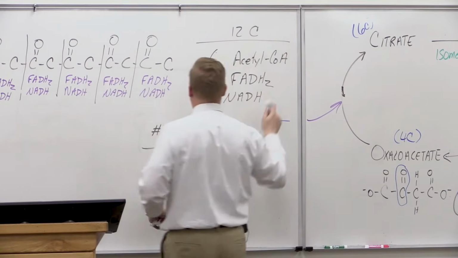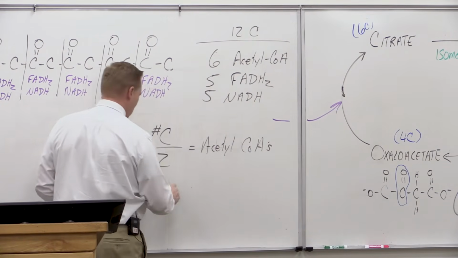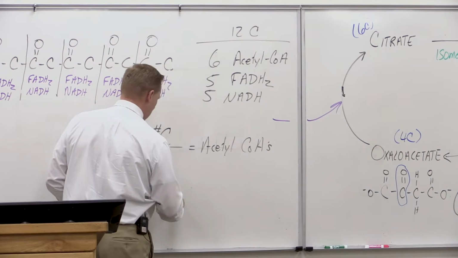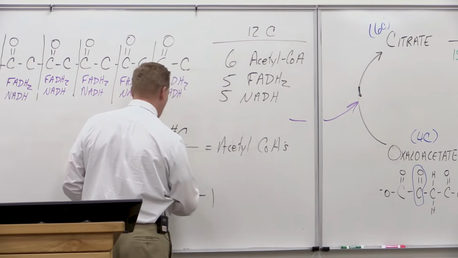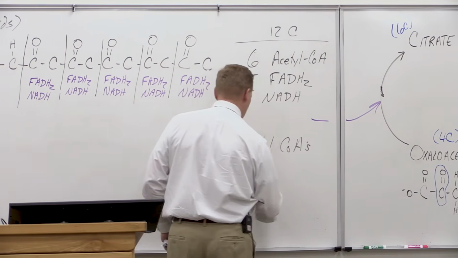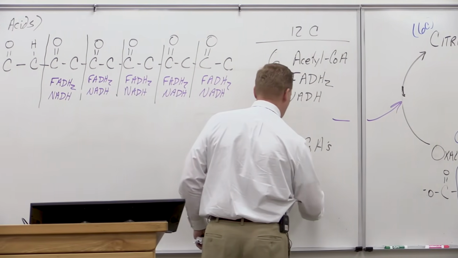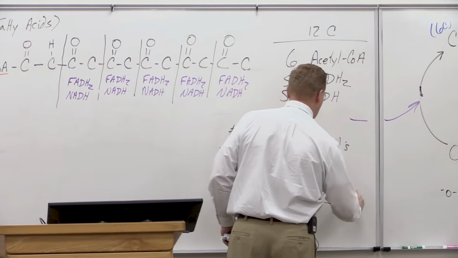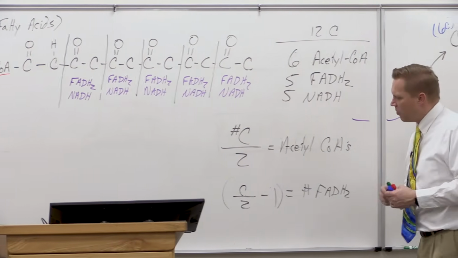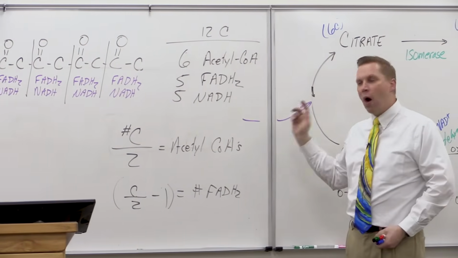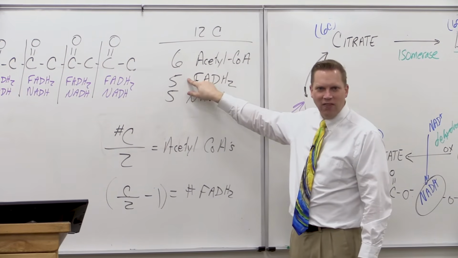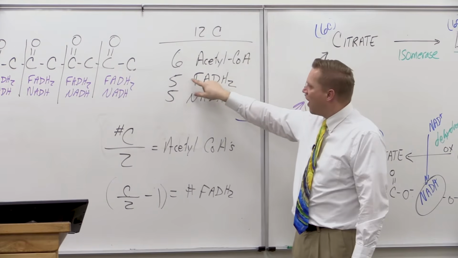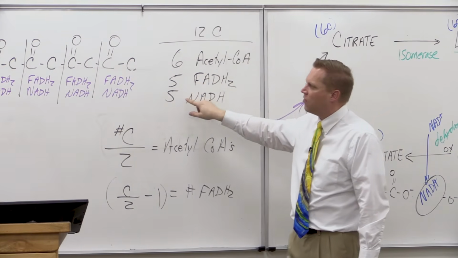How many FADH2s do I get? Well, I get C divided by 2 minus 1 equals the number of FADH2s, and that also equals the number of NADHs. Now, why is this less? Why do I get 6 acetyl-CoAs and only 5 FADH2s or 5 NADHs?